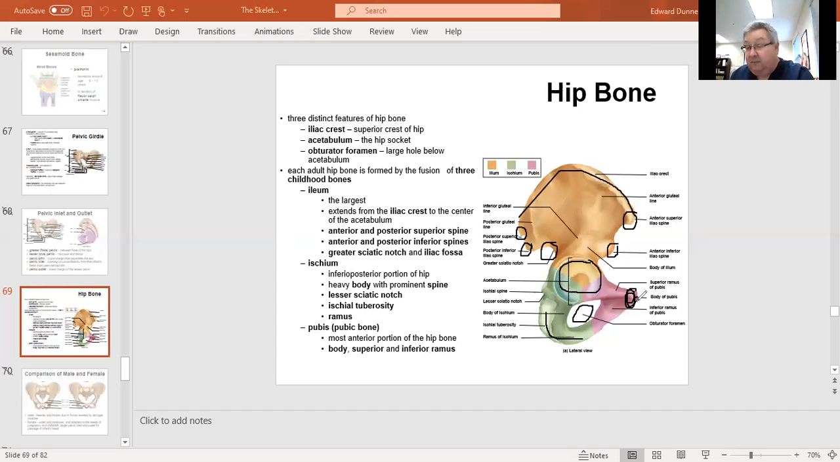Now, the AIIS has the rectus femoris coming from that bone, and the sartorius comes from the ASIS. So again, the ASIS is the sartorius muscle. The AIIS is the rectus femoris muscle.